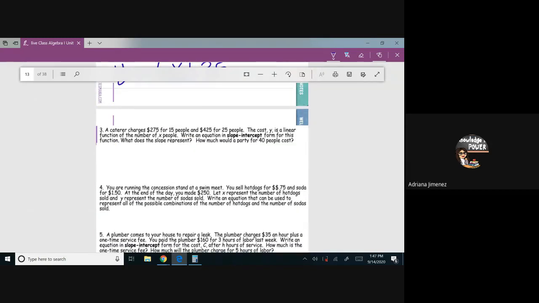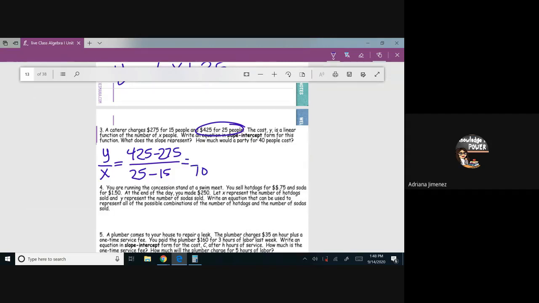All right, a caterer charges $2.75 for 15 people and $4.25 for 25. You want to find the cost y is linear and the number of x. You were supposed to go into slope last year. Not sure how much you did it, right? But slope is y over x. So we talked about the money first. 4.25 minus 2.75 over 25 minus 15. I always do the larger numbers, and they have to be right on top of each other because they go together, because they're together in the sentence, and that means they go together.